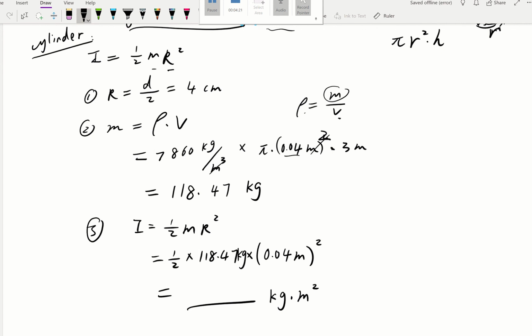Then I got 0.094948 kilogram times meter squared.